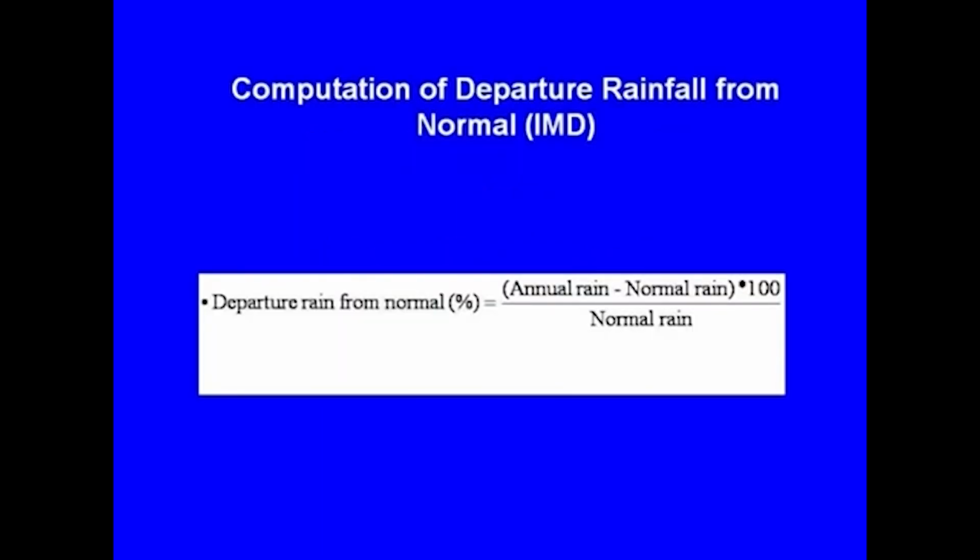So, now let us look at the drought assessment by rainfall approach. Here our computation would be based on the departure of the rain from the normal conditions, and this could be obtained by the relationship as shown here, wherein we compute the annual rainfall minus the normal rainfall, divided by the normal rainfall, multiplied by 100 to express the departure of rainfall from the normal. The normal rainfall is nothing but the long term average, and these values are available from the IMD.